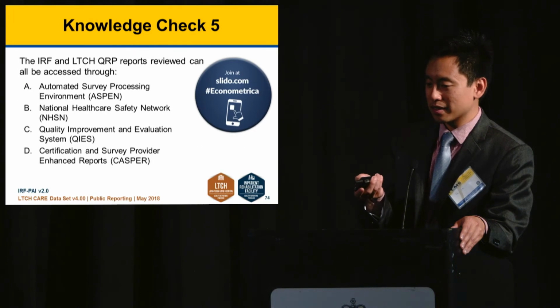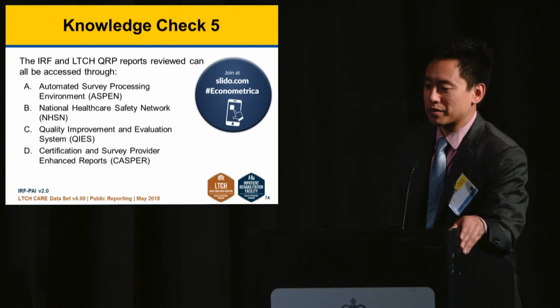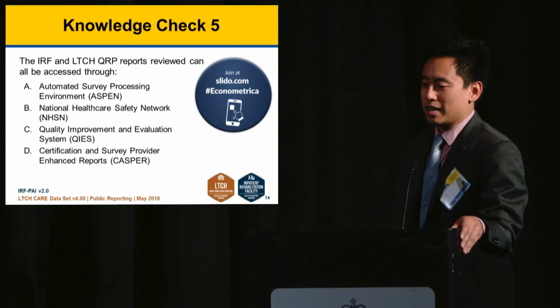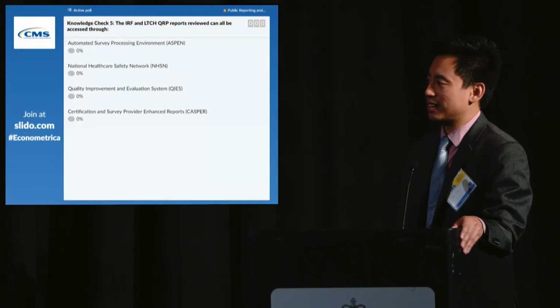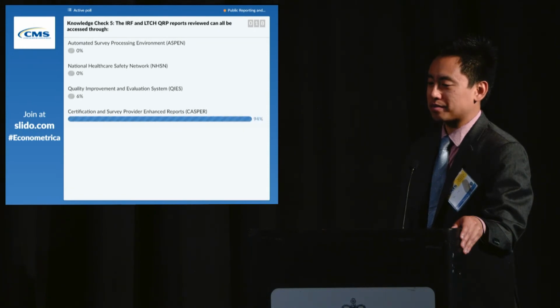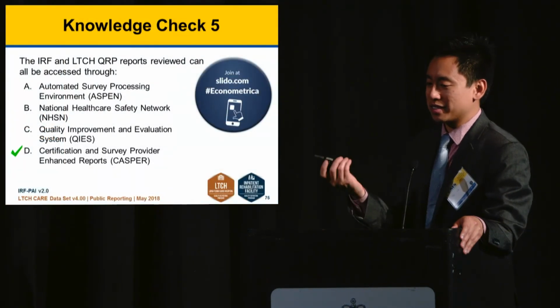So very good. The 5th knowledge check: the IRF and LTAC QRP reports reviewed can all be accessed through A, automated survey processing environment, B, National Healthcare Safety Network, C, quality improvement and evaluation system, or D, the certification and survey provider enhanced reports system. And excellent, it looks like many of you picked the correct answer, the CASPER system.